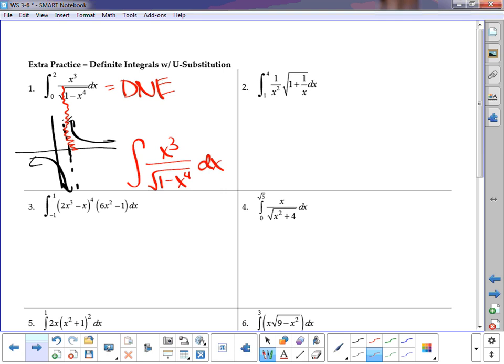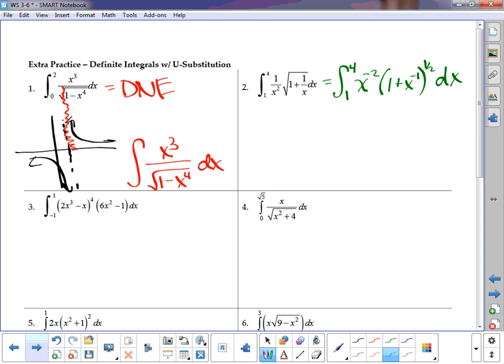Are there others from the homework that we need to see? Okay, number 2, right here. This guy. Yeah. All right, so again, I would go ahead and rewrite this with negative exponents. So I have x to the -2nd, and this is 1 plus x to the -1st, to the 1/2, dx.